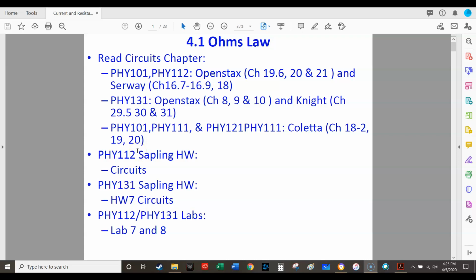So the homework, in Sapling, we're going to be doing the homework on circuits if you're in 112. If you're in 131, then we'll be doing homework 7 on circuits. And this will be related to labs 7 and 8.